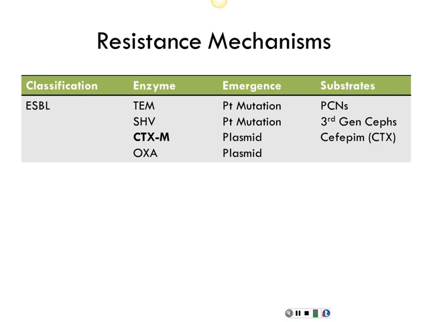CTX is named for cefotaxime, which is where it was first noticed, in a patient getting cefotaxime. There's a high rate of resistance against cefotaxime. The other ones hydrolyze beta-lactams. The OXA actually oxidizes the beta-lactam, so that's where it gets the OXA name. The bottom two are plasmid-mediated, which means they can transfer those resistance patterns a lot easier, so they can do horizontal transference, versus the top two, which are point mutations, so the transference is more vertical from one bacterium to the next generation of the same bacteria.